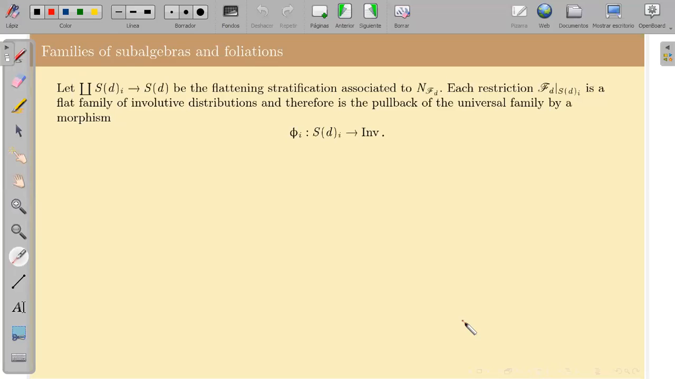And so, since our model space of foliations or involutive distributions also represents its functor, then these flat families would correspond to a morphism like this from each stratum to the model space of involutive distributions, and such that the restriction of our family is a pullback of the universal family here.